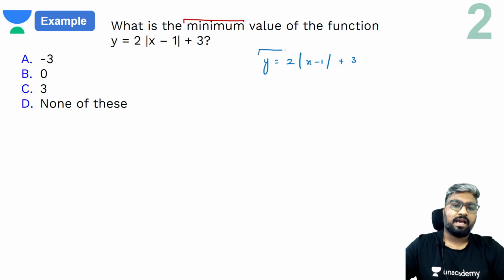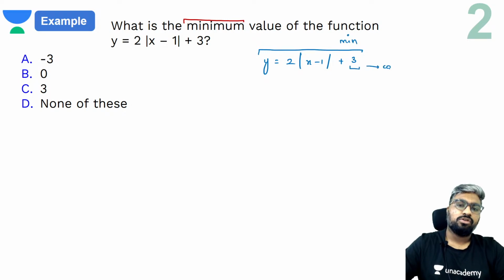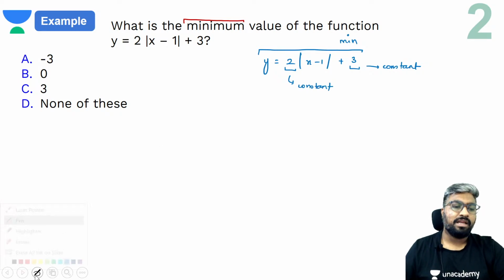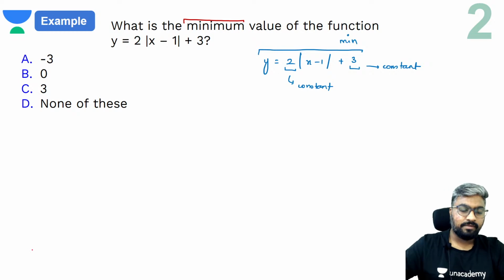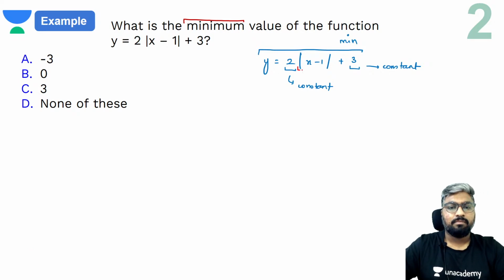So if this entire thing should be minimum, but 3 is a constant, that means you can't change that. This 2 being multiplied is also a constant, you can't change that. That basically means if you want the minimum value of this entire function, you should be focusing on the minimum value of this. Agreed?